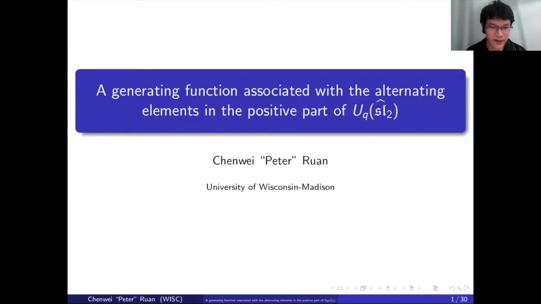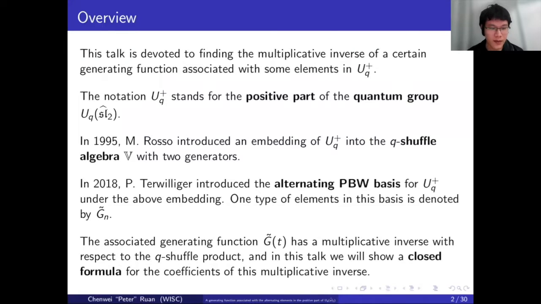Hello everyone, so today I'm going to talk about a generating function associated with the alternating elements in the positive part of Uq sl2 hat. So let's get started. This talk is devoted to finding the multiplicative inverse of a certain generating function associated with some elements in Uq+. This notation Uq+ stands for the positive part of a quantum group Uq sl2 hat.